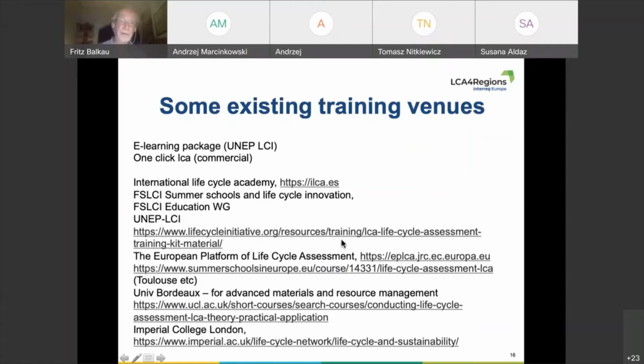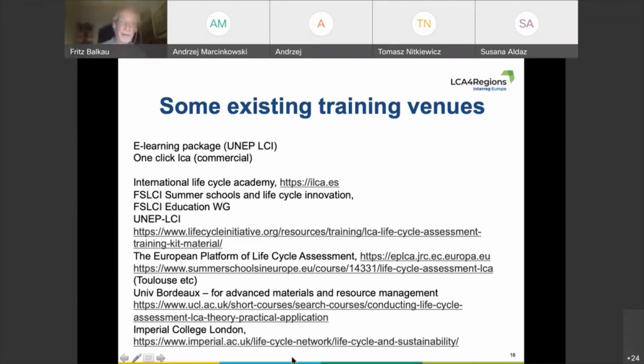We have a number of structures and a number of venues for training on LCA and its various adjuncts. The International Lifecycle Academy based in Spain, the FSLCI Summer Schools, and the Education Working Group of the Forum for Sustainability on Lifecycle Innovation. This is the LCI again. And the training kit material that's available.